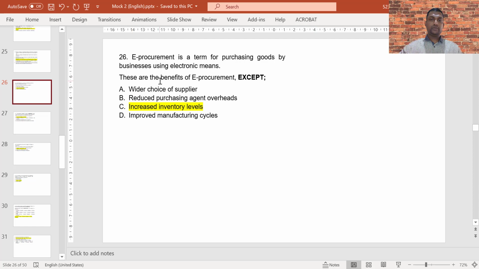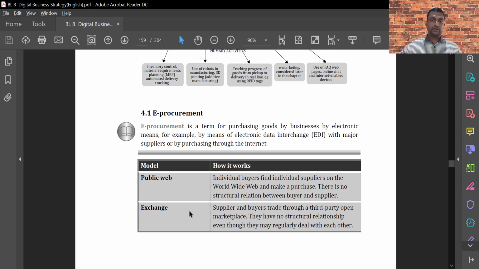So these are the benefits of e-procurement, except now this question is asking you to find one of the answers which is not a benefit, right? And most of the other answers, the other three answers, are benefits. So the word except means not a benefit. These are the benefits of e-procurement except this given answer. So let's look at the study guide.